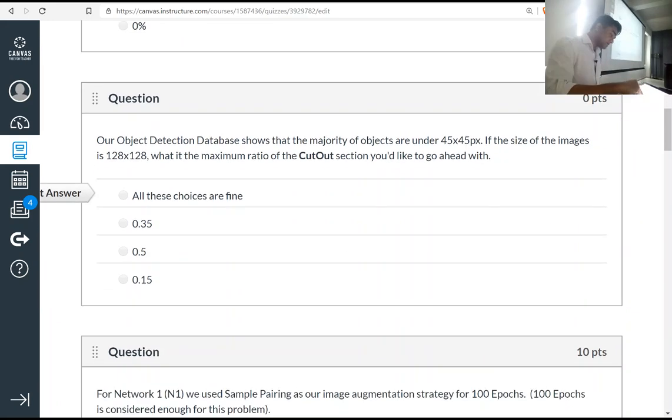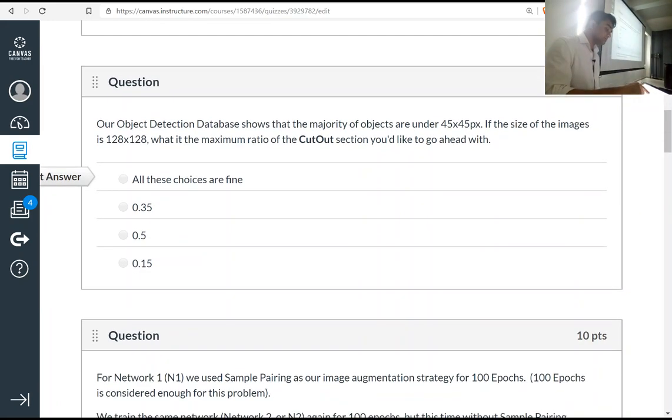Okay, your object detection database shows that the majority of the objects are under 45 cross 45 pixels. If the size of the image is 128 by 128, what is the maximum ratio of cutout section you would like to go ahead with? So why is it not 0.14? Why is it 0.5? In that ratio you will generally miss out the entire image. If you had implemented the algorithm, then you would not ask that question. You've done your assignment.